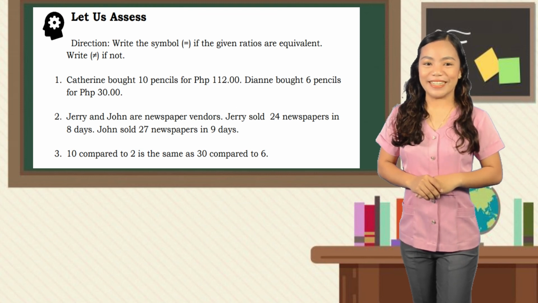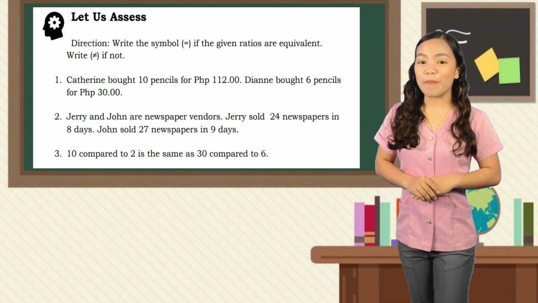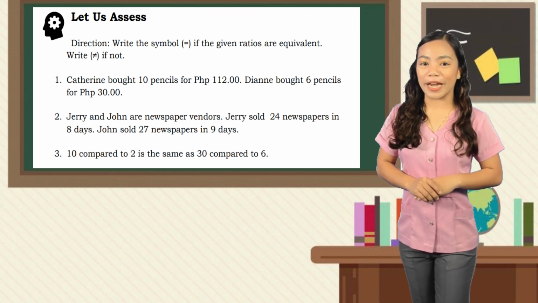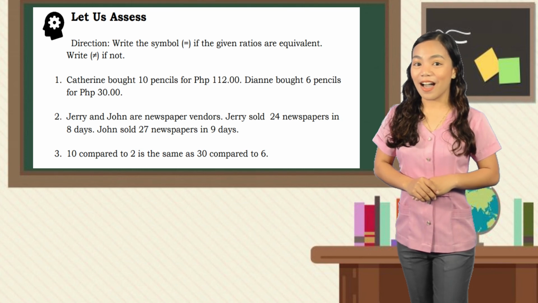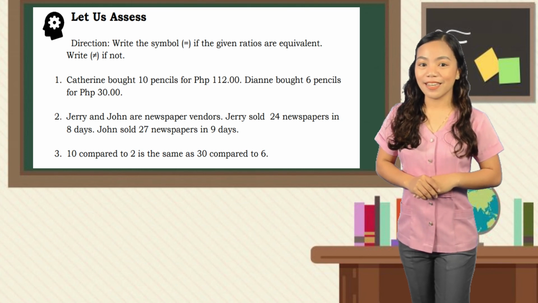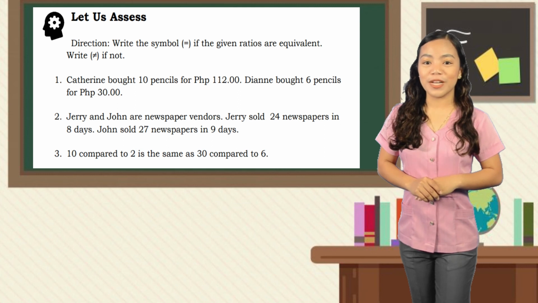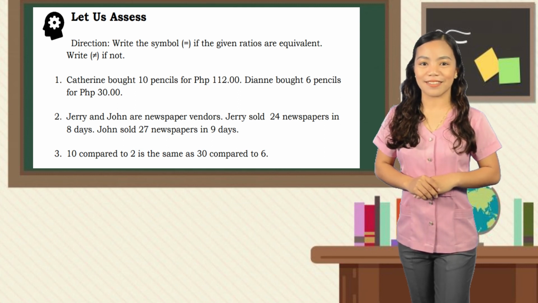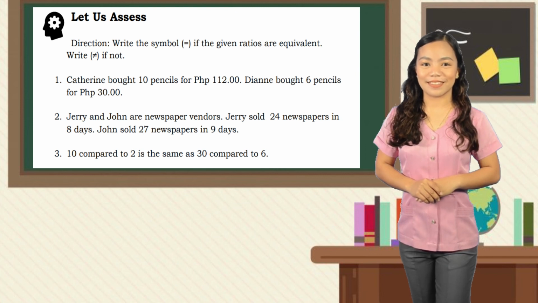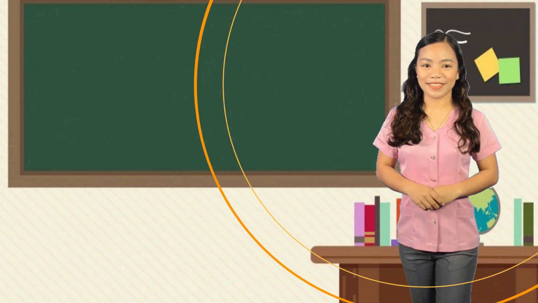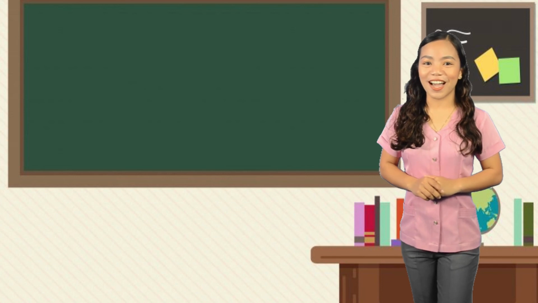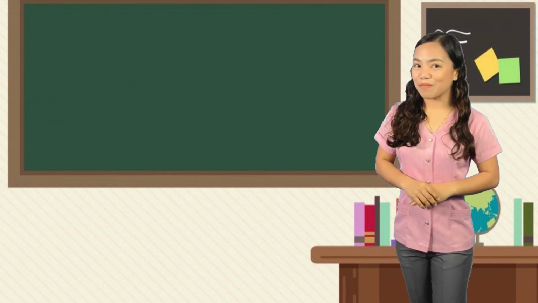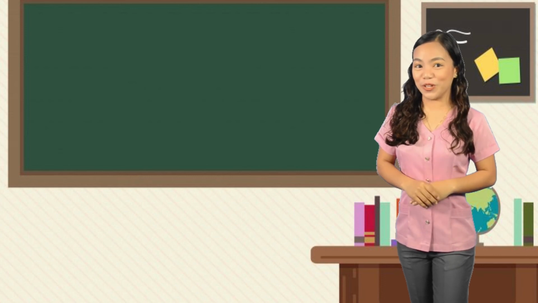Number 3. 10 compared to 2 is the same as 30 compared to 6. I repeat, 10 compared to 2 is the same as 30 compared to 6. Are you done? You are fantastic. That must have been pretty easy for you.